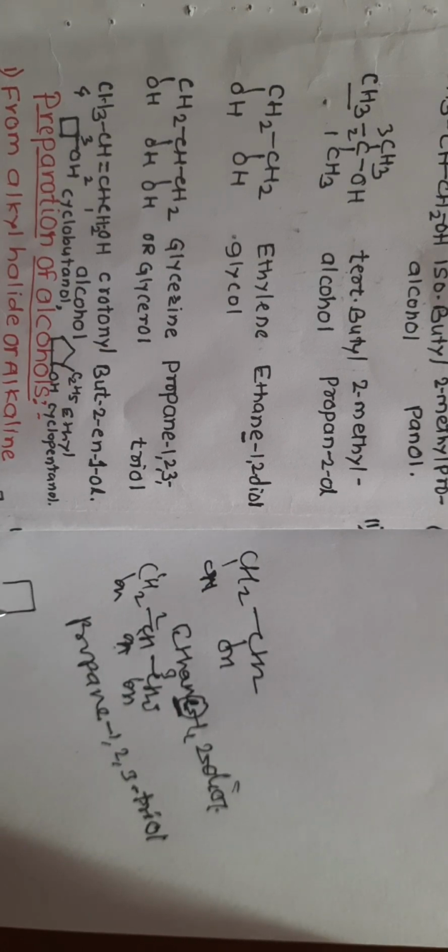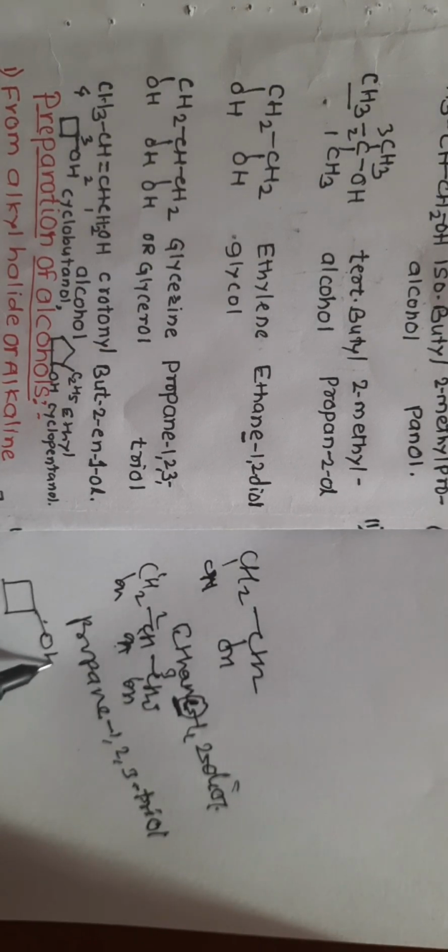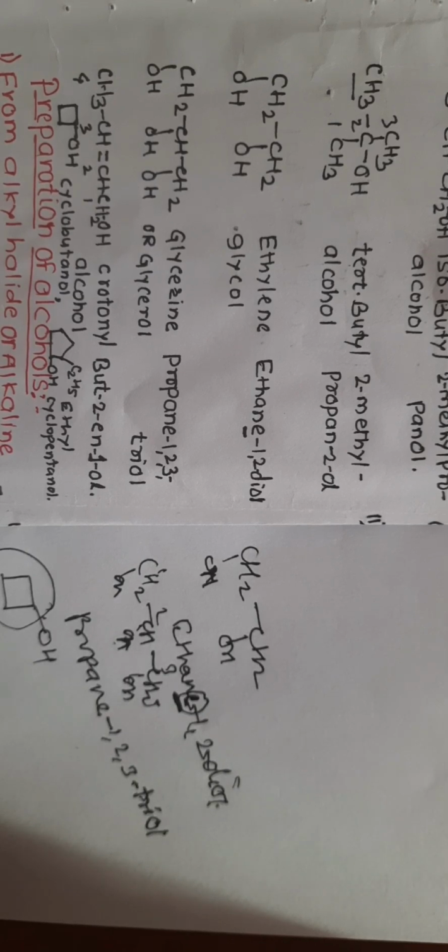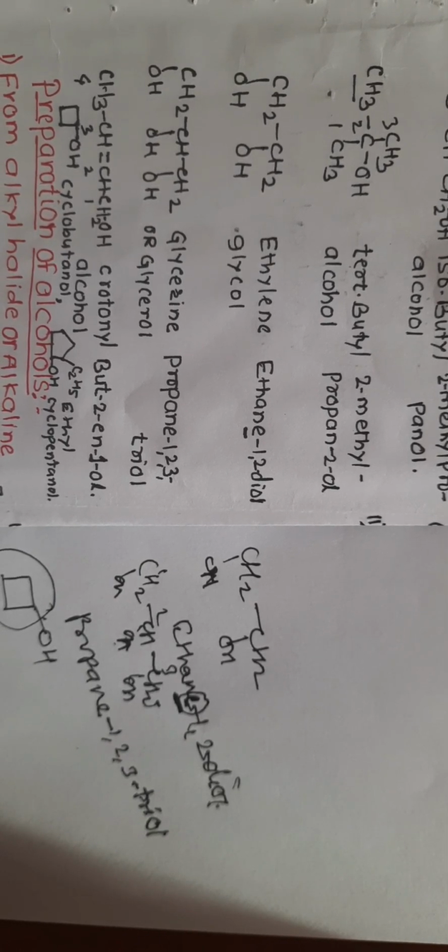cyclic alcohols, suppose the example is like this. It is a cyclic alcohol. It is a cyclic ring. It contains 4 carbon atoms. For the naming of cyclic alcohols, we have to use a prefix like cyclo before the name of the parent alkane. Parent alkane's name is butane because of 4 carbons. But before the name of this butane, we have to write the word cyclo. Therefore, it is cyclobutane. E is replaced by OL. Therefore, it is cyclobutanol.